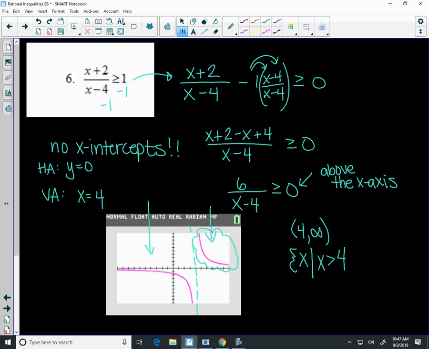And since that's an asymptote, even though we had a greater than or equal to here in our problem, since we're looking at a vertical asymptote, we need to use that parenthesis and just say x is greater than 4.